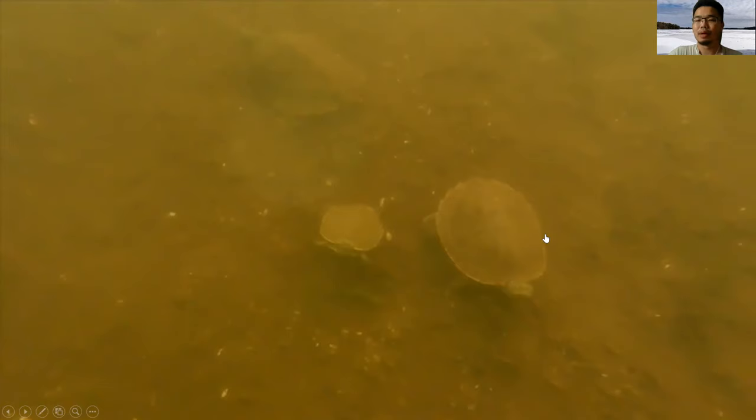Okay, so that's the first dive I have using the drone. Immediately you can see the turtles hibernating on the bottom. That's not too exciting. We know turtles are hibernating there. The real exciting thing for this project for me is this next one.